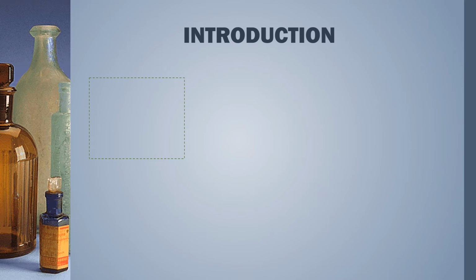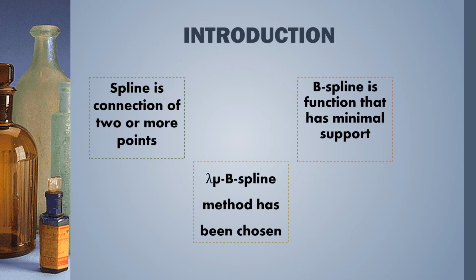Introduction. In computer graphics, a spline is a curve that connects two or more specific points. In the mathematical subfield of numerical analysis, a B-spline is a spline function that has minimal support with respect to a given degree, smoothness, and domain partition. Any spline function of given degree can be expressed as a linear combination of B-splines of that degree.